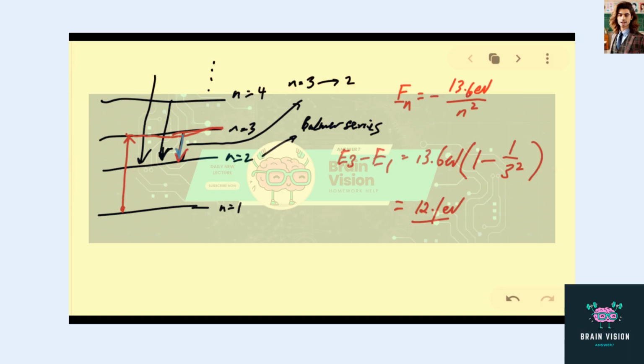So one possible would be from 3 to 2. Another possible would be from 3 all the way down to 1. And of course, there's an intermediate step from 2 to 1. So there's 3 different possibilities that could occur. So let us find the different wavelengths. To find the wavelength, we will need to find first the energy of the photon.